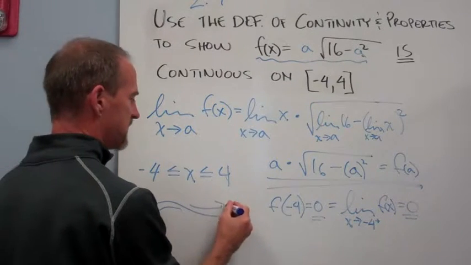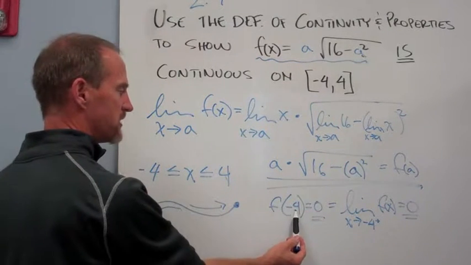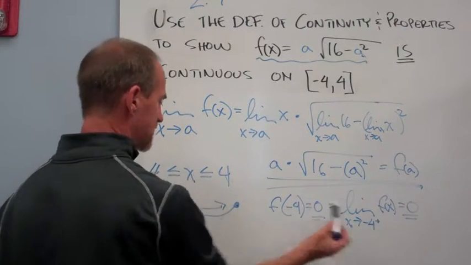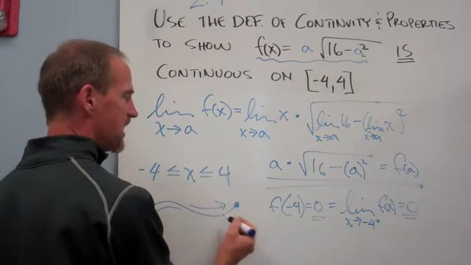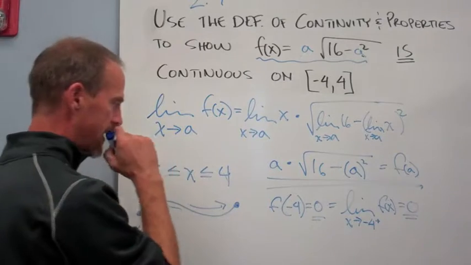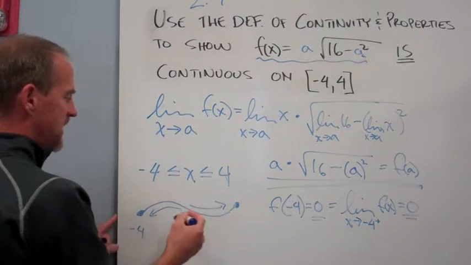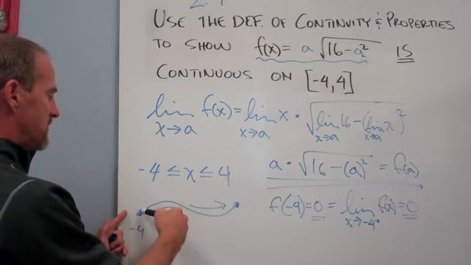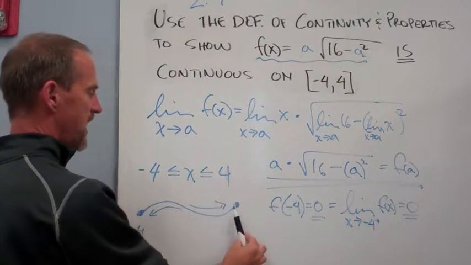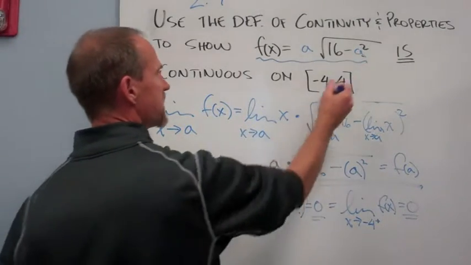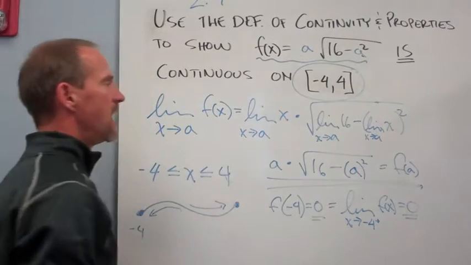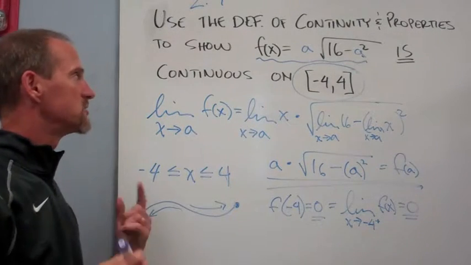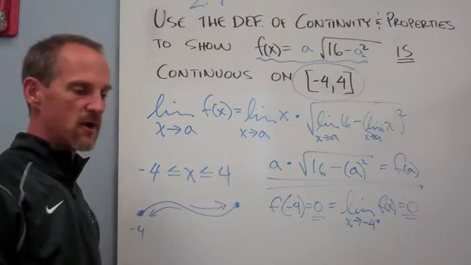In the same exact fashion, I'll let you plug in the numbers, but if I plug in 4, I get 0. And if I take the limit as I approach from the left, I also get 0, just like that. And I can fill in this dot. And because it's continuous from the left and continuous from the right at each of these endpoints, we can then say that it is continuous on that closed interval that includes the endpoints -4 and 4. Okay?